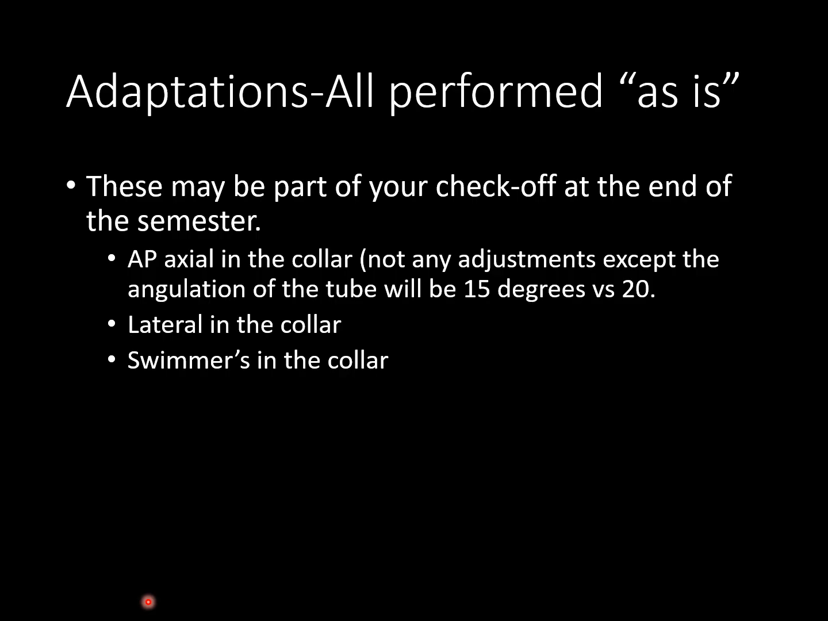So we can do 3 projections as is. One of them is the AP axial. There's not any adjustments that we need to do, except for obviously if they're supine on the table, we're going to use 15 degrees instead of the 20 that we'd use if they were upright.